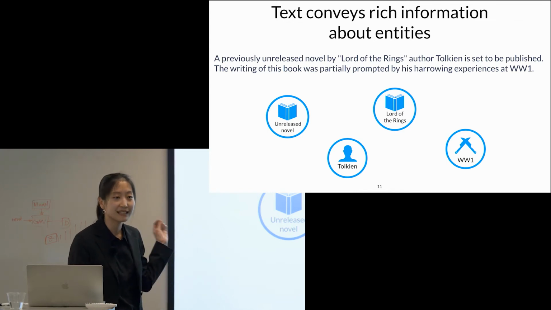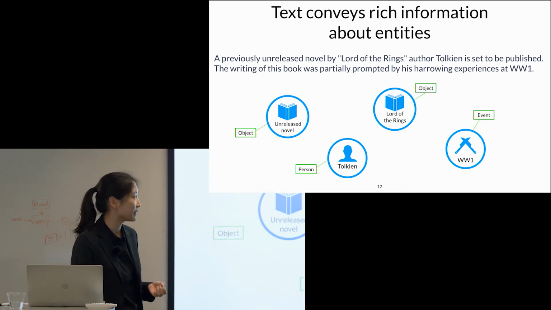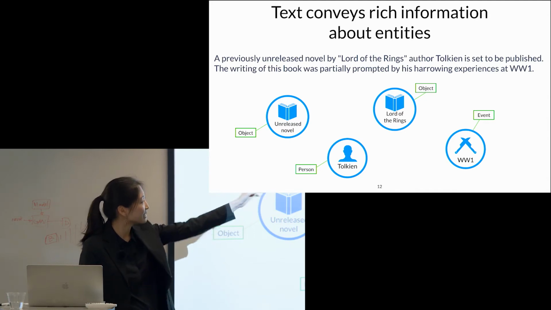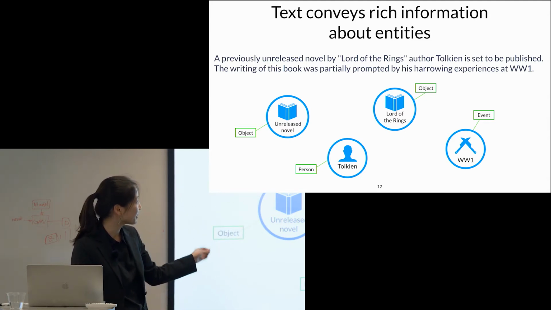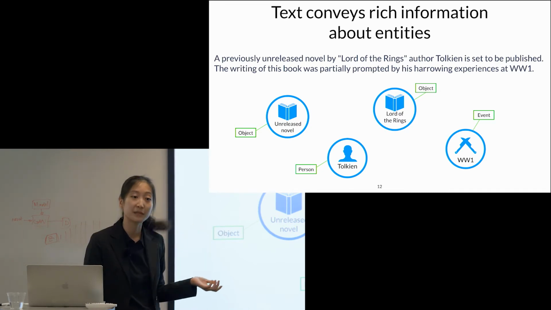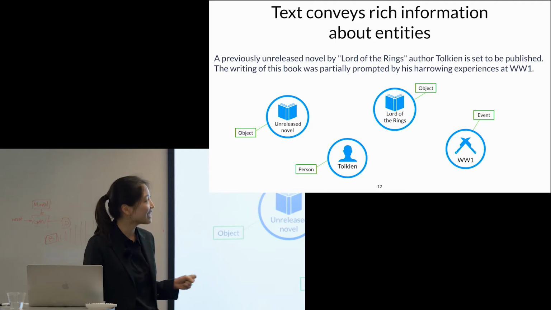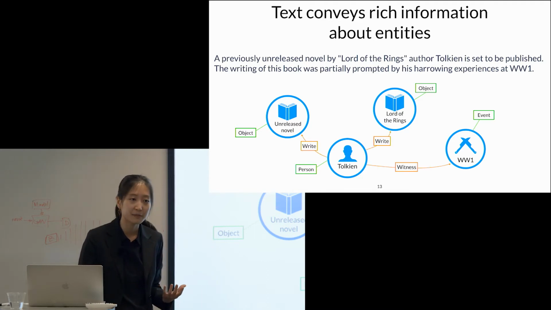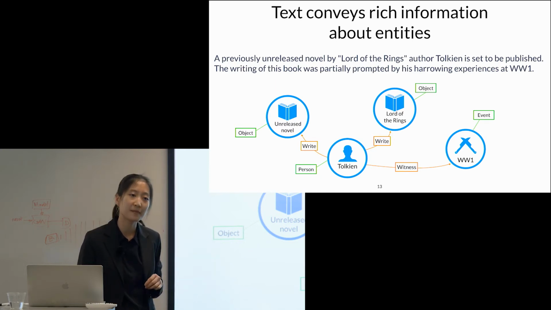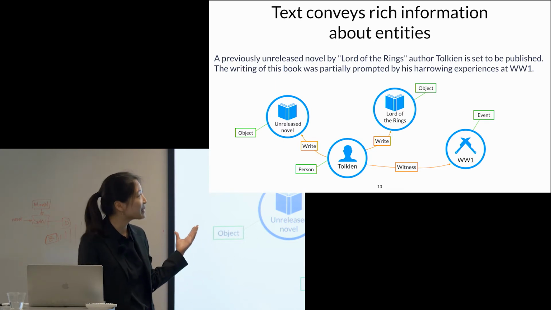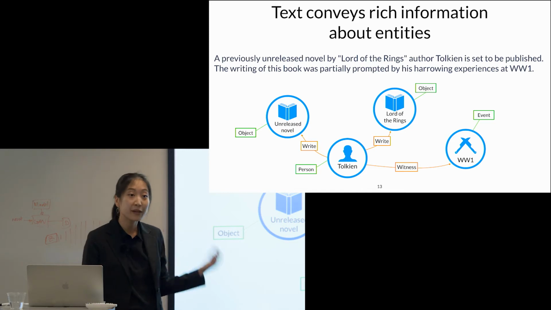And after reading these sentences, you actually learn things about them. Because of his experience in World War I, you know that World War I is an event. Tolkien must be a person, and Lord of the Rings and this unreleased novel are objects. Not only that, you can also learn about the relationships between entities. Tolkien wrote these two books, and he witnessed World War I. So this is the kind of information that you can learn by reading text.